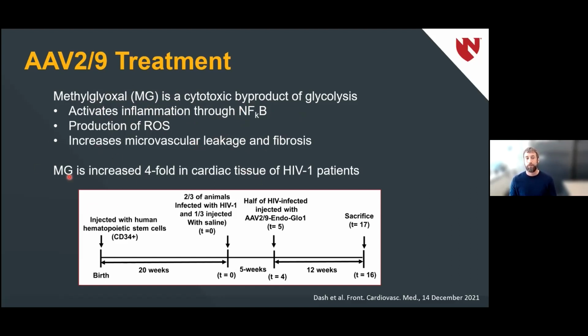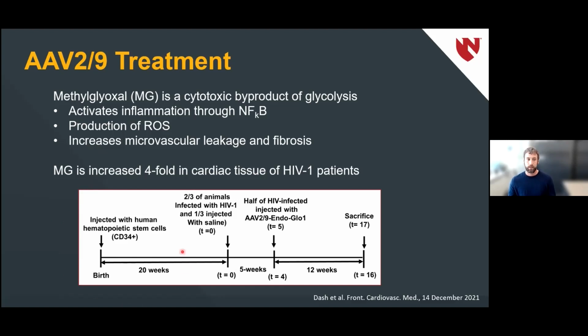Methylglyoxal is increased fourfold in cardiac tissue of HIV-1 patients. And so we thought that this may be an important mechanism that leads to the phenotype we saw in the HIV-1 hearts.